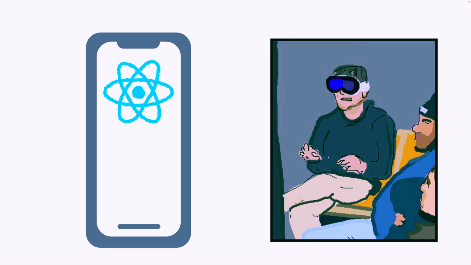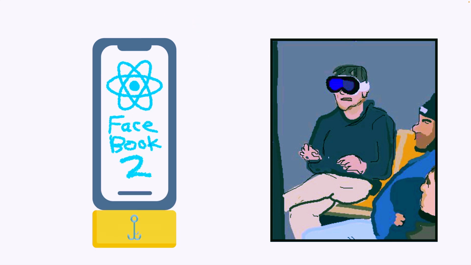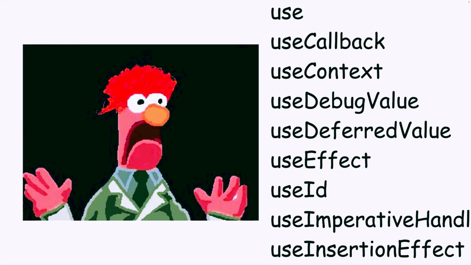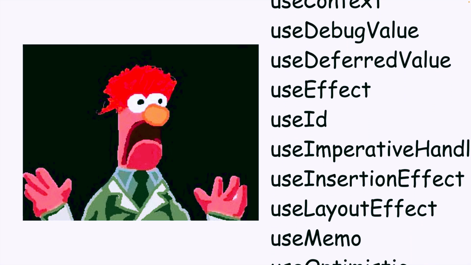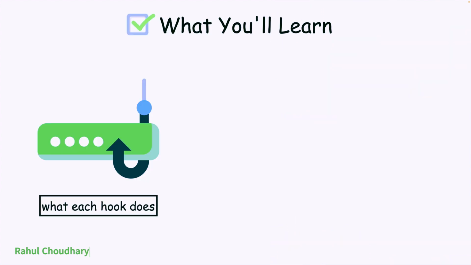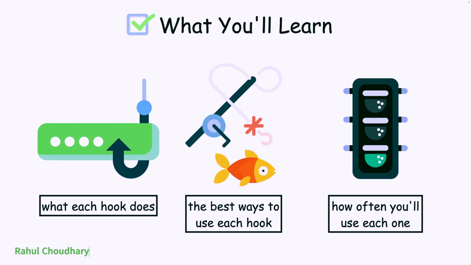So, you've decided to make a React app, which means you're going to build it with the help of React hooks. The only problem is, there are a lot of different hooks. So, which ones should you use? Let's answer that question by looking at all the hooks and see what each one does, all the best ways to use each hook, and how often you'll need to use them: a lot, rarely, or almost never.